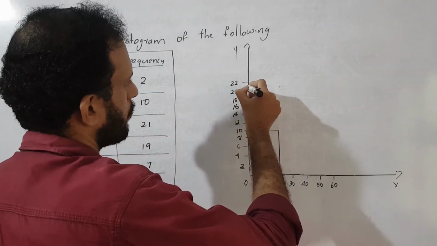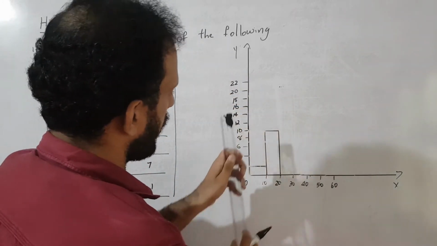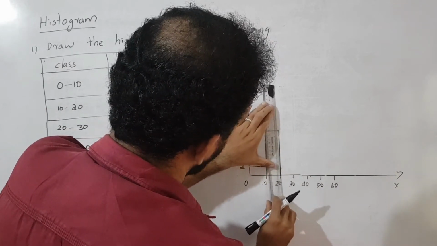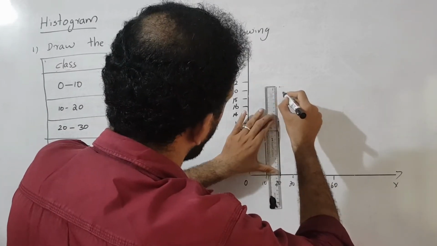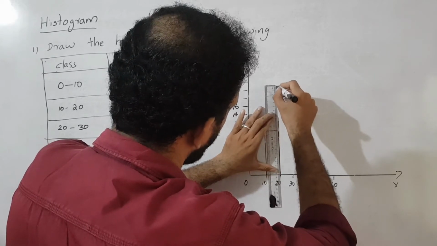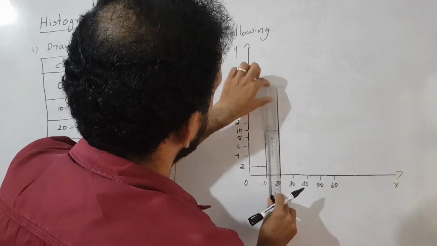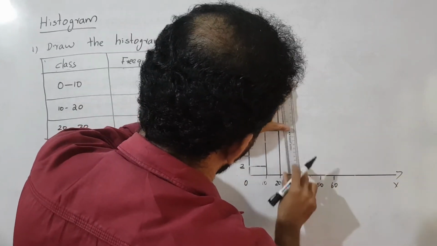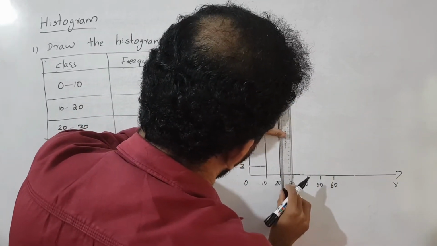21 is the middle of 22 and 20. Correct. Then the class starts from here. It's 21. Suppose this is 21. The next, 21 to 30. Correct. 30.